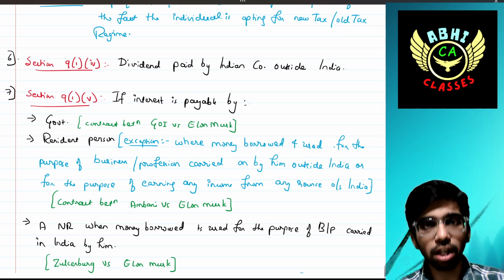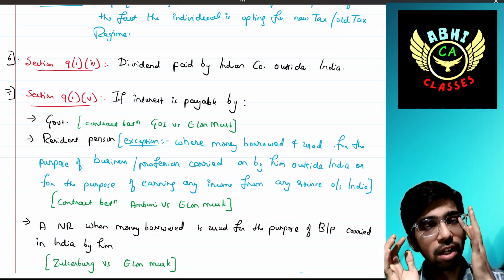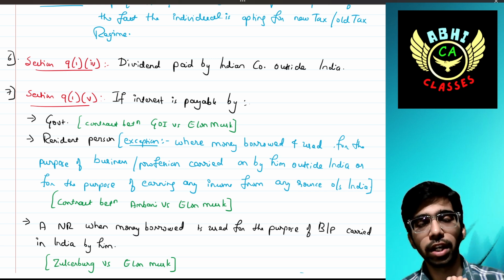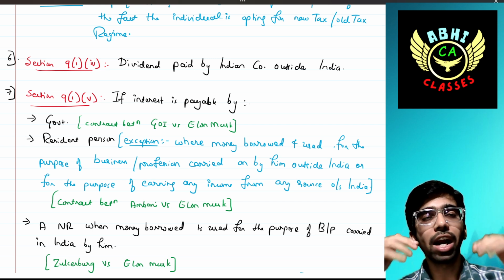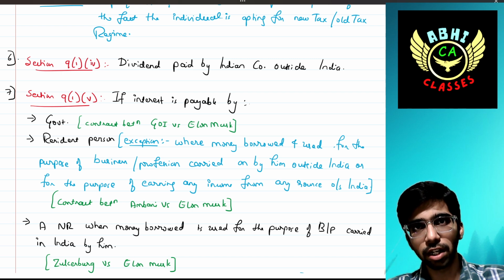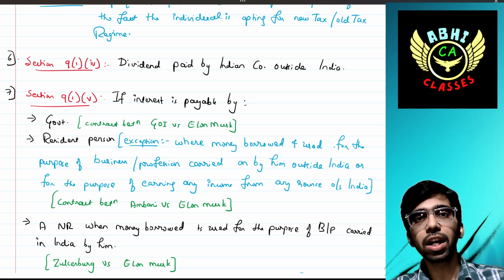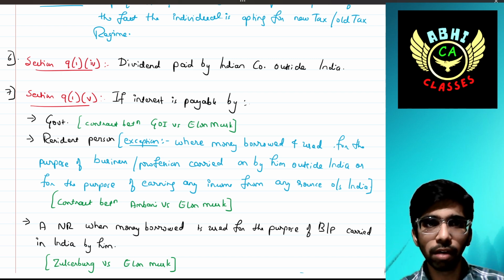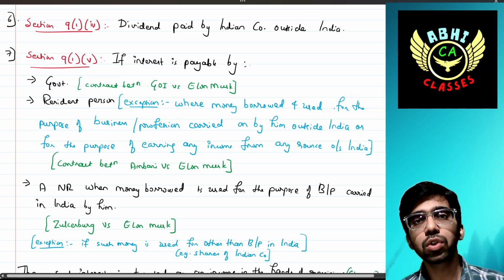Dividend paid by an Indian company. Indian means it is received and deemed to be received in India, and hence irrespective of whether you receive it outside India or inside India, that dividend is taxable in his hands. Simple. Next, 9(1) sub clause 5.